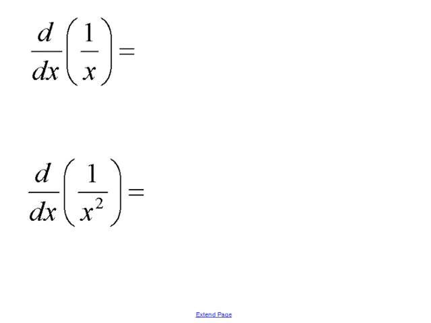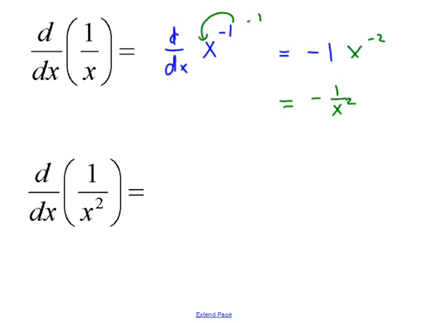Some other ones, they don't look like powers, but we can rewrite them so that they are powers. I can write 1 over x as x to the negative 1. And then when I take the derivative of that, I take my negative 1 down, and then I reduce this by 1 power, so I subtract 1, which leaves me with negative 2, which can also be written as negative 1 over x squared. Either one of those are acceptable answers.